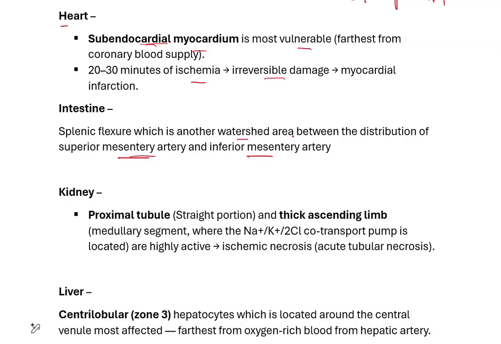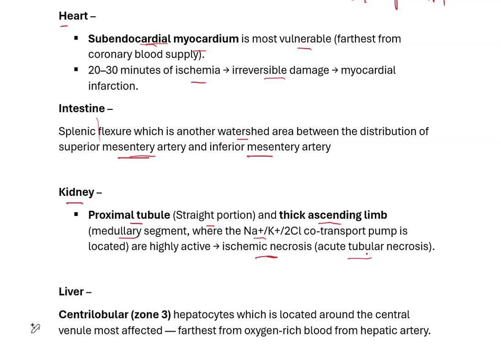In the kidney, we have the proximal tubule, the straight portion of the proximal tubule, and the thick ascending limb, and the medullary segment. And in this thick ascending limb, that's where your sodium, potassium, 2-chloride pump is located. So this area is very prone to hypoxia. This could lead to ischemic necrosis, so it could lead to acute tubular necrosis.